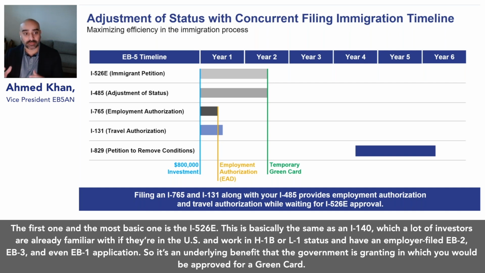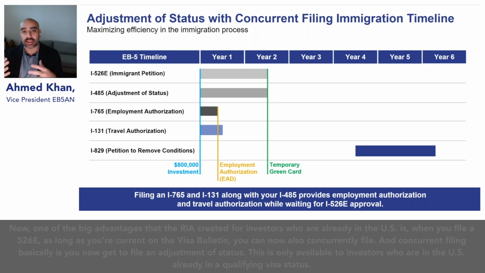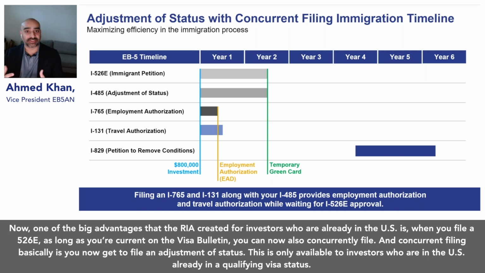So it's an underlying benefit that the government is granting in which you would be approved for a green card. Here, the 526E, instead of a labor certification or anything like that, you're purely showing the government where your money came from that you've invested, where that money is going, the project that you're investing it into, and then some general biographic information.